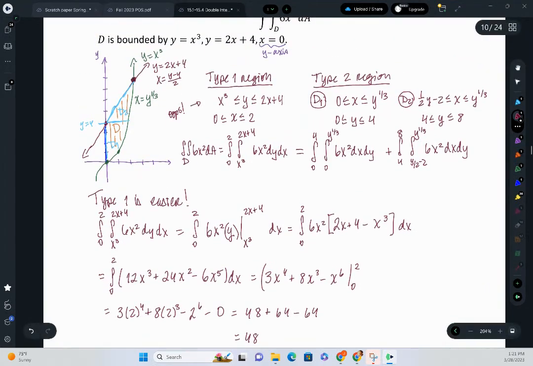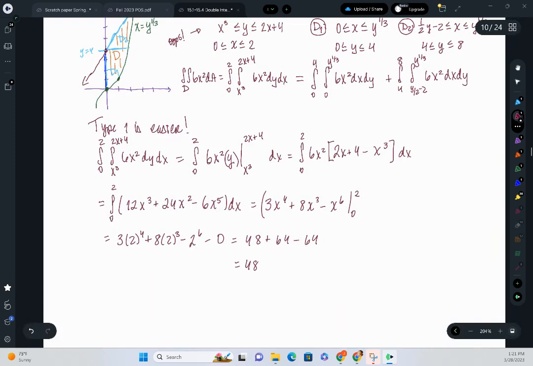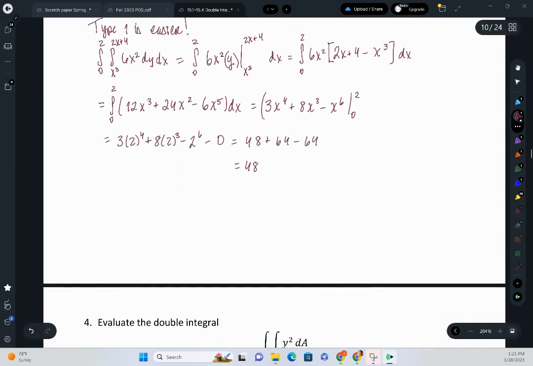All right, if I was to work this out using the type 2 region, I would also get 48, but I'm not going to work it out using the type 2 region. The directions say to pick one, so I picked type 1.